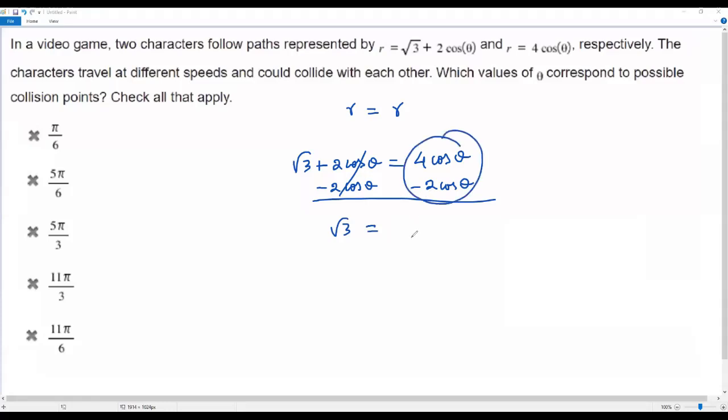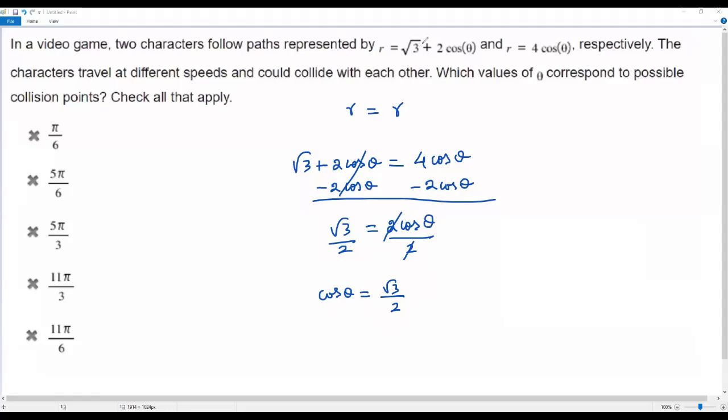And when I simplify the right side, I'm getting 2 times cosine theta. So now I divide both sides by 2. When I do so, this 2 cancels out. Finally, I'm getting cosine theta equals square root of 3 over 2. So here the value of cosine theta is positive. Okay, in which quadrants is the value of cosine theta positive?